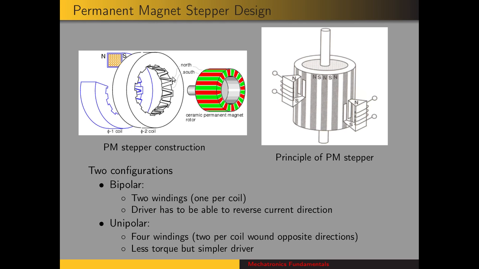So the downside of the unipolar design is that there's less torque because the winding is smaller, since the coil has to hold 2 windings now. But the electronics can be simpler because all you have to do is supply power to one winding at a time. It's not required to be able to change the direction of the current.